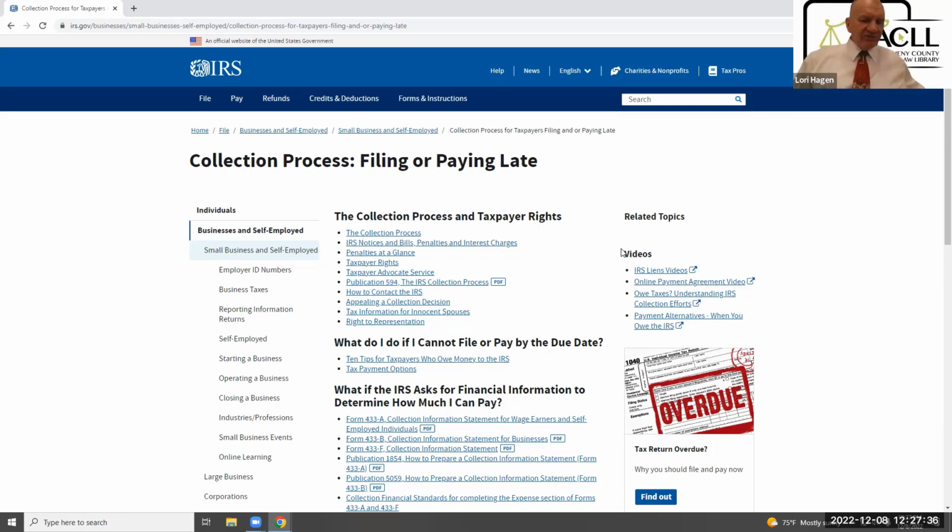But since the IRS has lost some of their staff and they haven't necessarily replaced them, they have put a lot more energy into cleaning up and addressing the collection process.